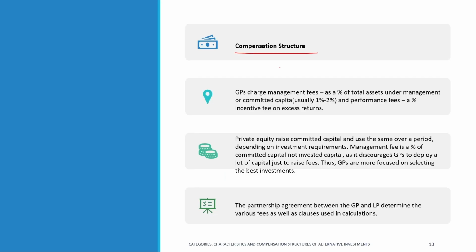So, compensation structure. As I discussed earlier, GPs, because they are looking after the day-to-day operations and managing the money, charge a fee as a percentage of the total assets under management or committed capital. So let's say an investor commits $100 million in a fund. The GP will charge, let's say, 1 or 2% per year of that total committed capital.